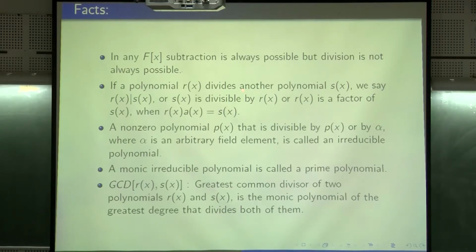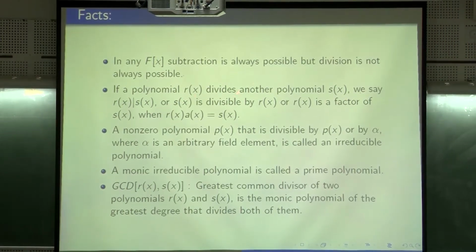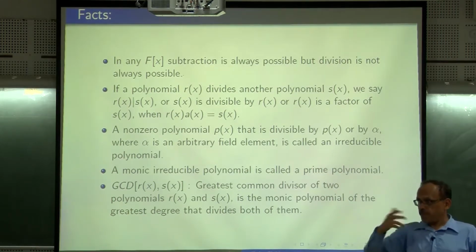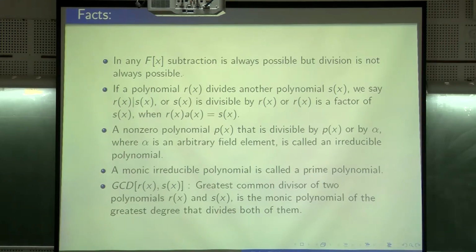If a polynomial R(x) divides another polynomial S(x), we say that R(x) divides S(x), S(x) is divisible by R(x), and R(x) is a factor of S(x). Just like we have factors in integers, you can now have polynomials dividing one another. For example, 1 plus x divides 1 plus x to the power of 2. A non-zero polynomial p(x) that is divisible only by itself or by alpha, where alpha is an arbitrary field element, is called an irreducible polynomial.